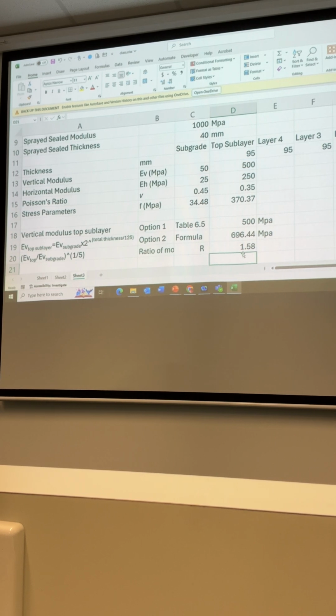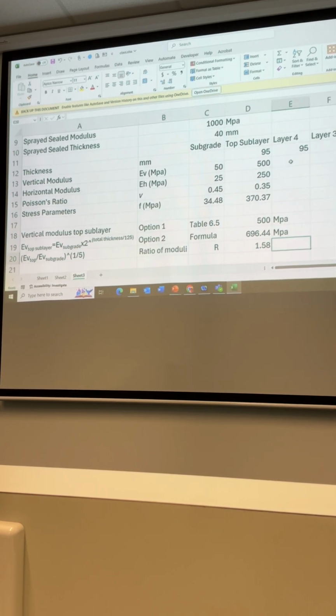So, now I know my ratio of moduli. Now I want to know how much is the vertical module of my layer 4. The vertical module of my layer 4 is going to be the vertical module of the subgrade times R to the power of 4. So I'm going to do the vertical module of the subgrade times R to the power of 4. And I got 315.